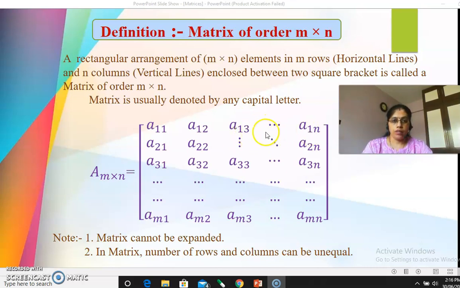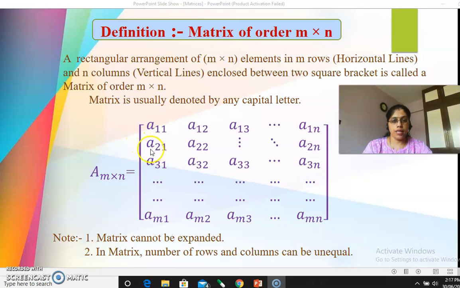Up to where do we have to write? The last element of the first row is in the nth column, because the order itself tells us that there are m rows. The first number is always for the row, the second number is always for the column. So there should be m rows and n columns in your m by n matrix. This is that nth column. Hence the suffix of that last element is A1n. It is in the first row and the nth column. Similarly, you can write the remaining elements.